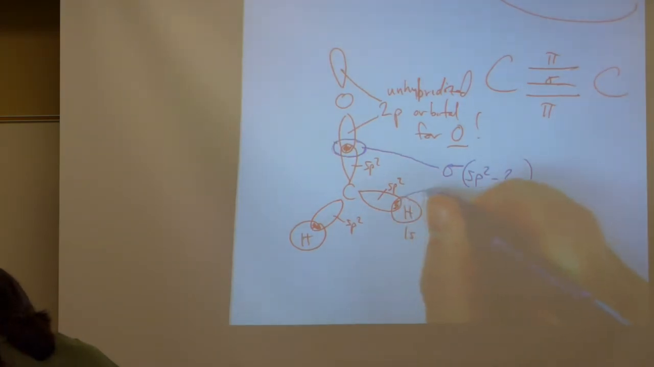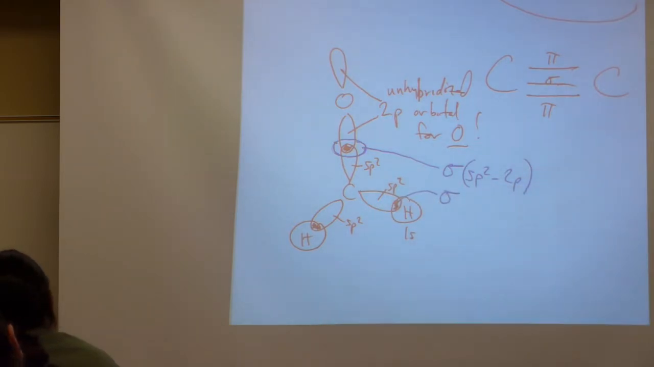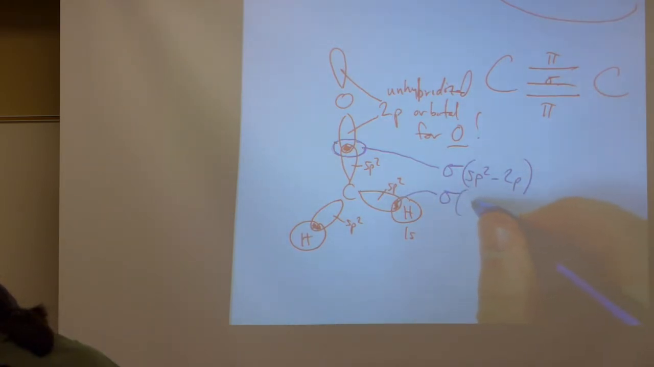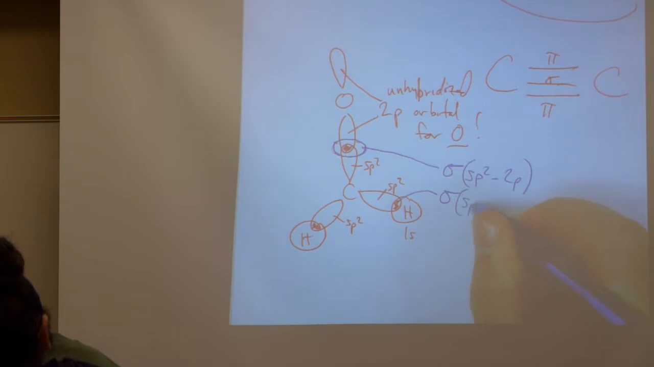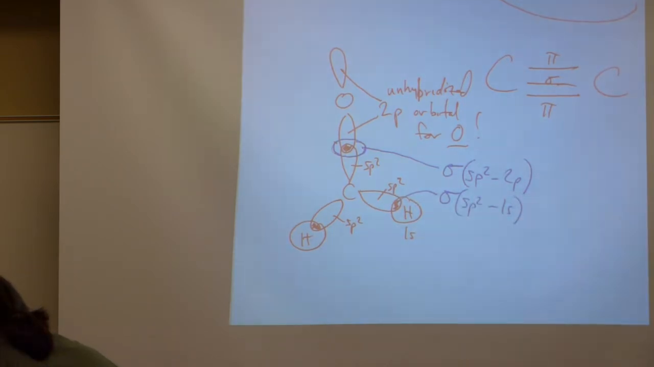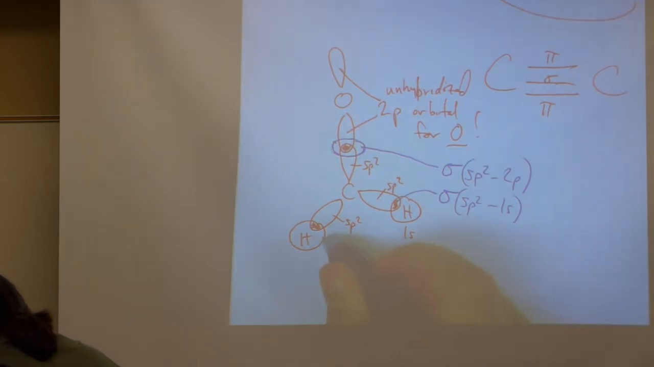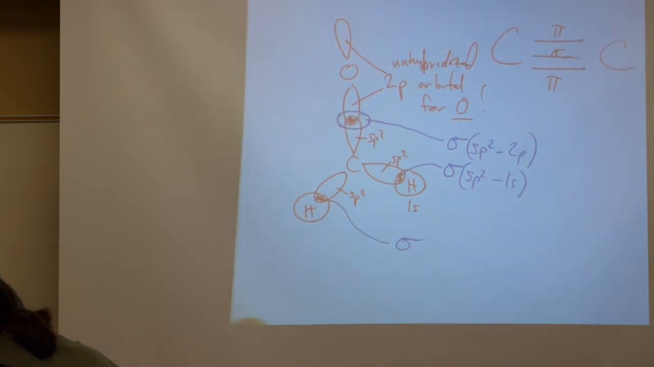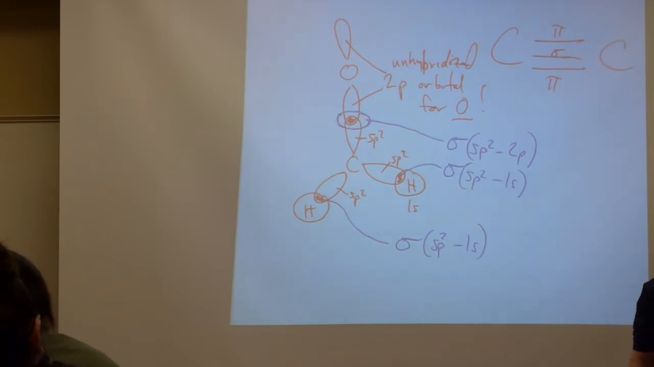This is also a sigma bond with the hydrogen. We say that that's made by overlapping the sp2 carbon with a 1s of hydrogen. This is also a sigma bond, sp2 with a 1s. So in this molecule there are 3 sigma bonds because the carbon is bonding to 3 atoms.